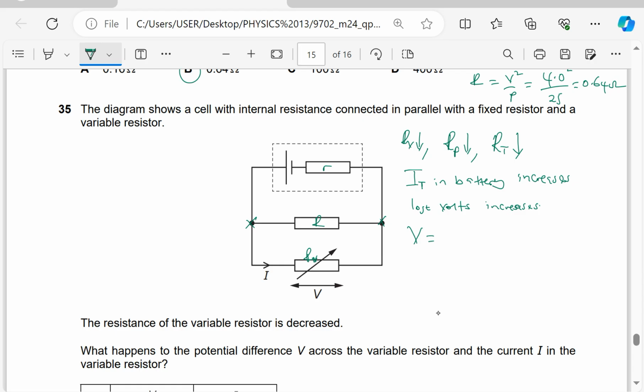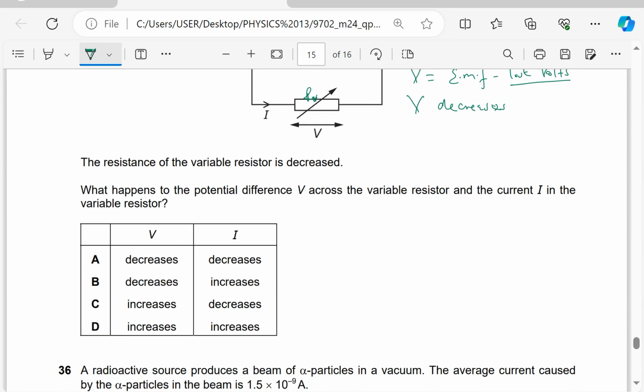So V is going to be equal to the EMF minus the lost volts. Now that the lost volts have increased, yet the EMF is constant, it means V automatically decreases. V is the terminal PD, which is the PD across the two resistors since they're in parallel, so it is the same. So the terminal PD, or the PD outside the battery, decreases.